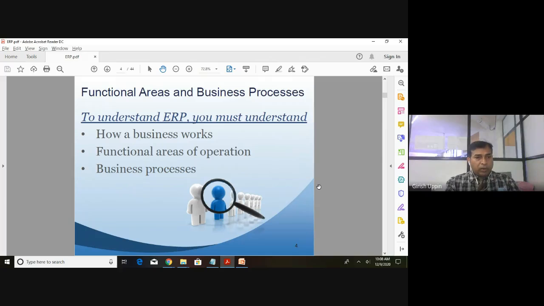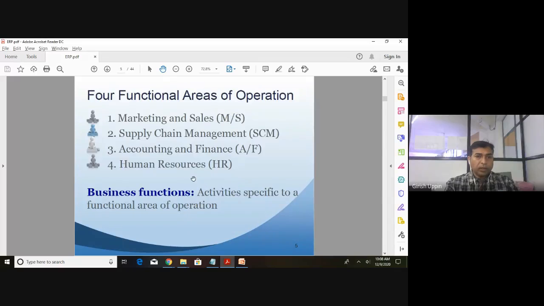So there are different functional areas. To understand ERP, we must understand how a business works. In order to understand ERP, we should understand how that particular business functions, the different functional areas of operation, what functional areas the company has, and what kind of business processes it employs. These are the four functional areas. There could be many. In general, these are the ones used in any kind of manufacturing organization.